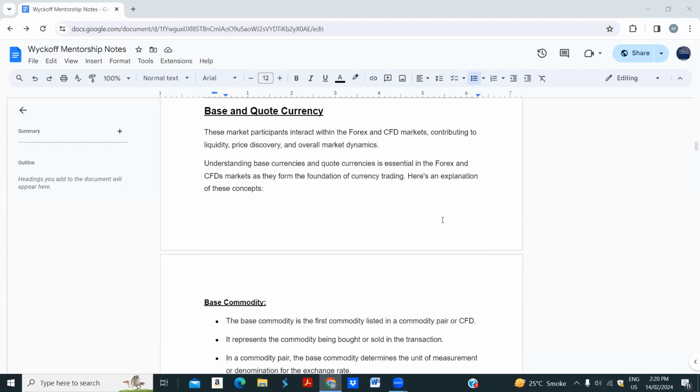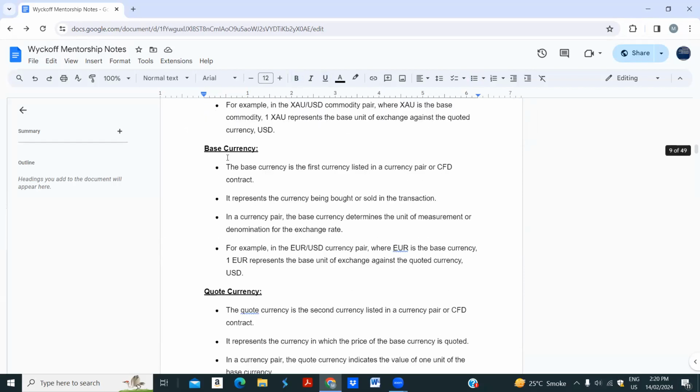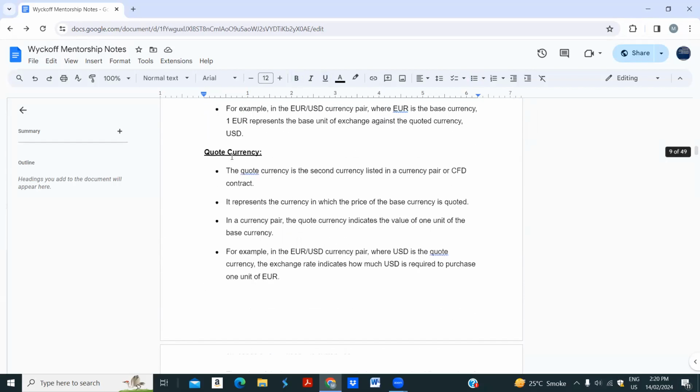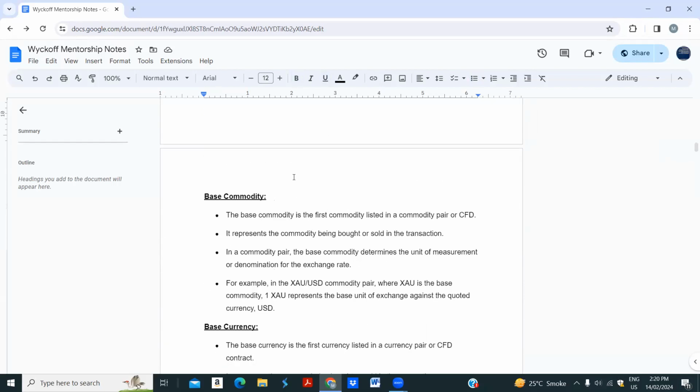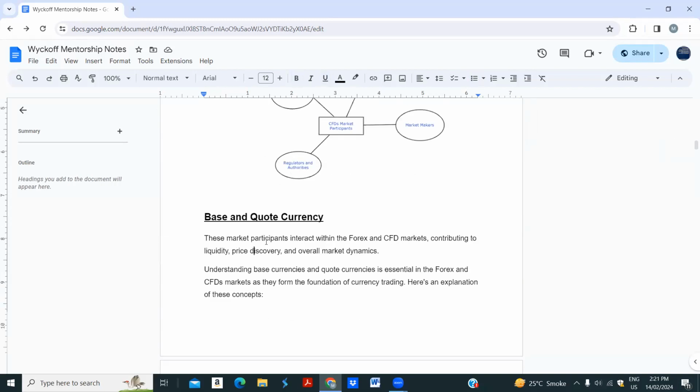Okay, everyone. This is the third episode of our Wyckoff trading mentorship. In this session, we're going to discuss base and code currency. Let me read through this entire document, and I will explain what the base currency and the code currency mean, or the base commodity and the code currency.